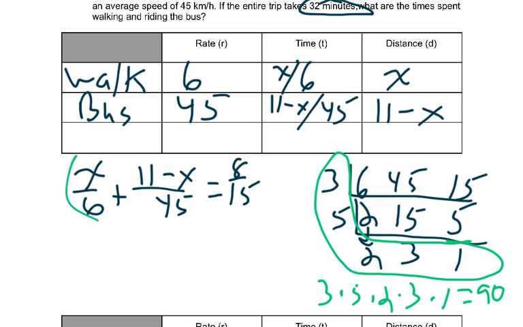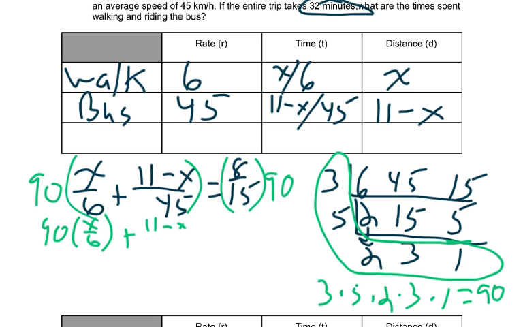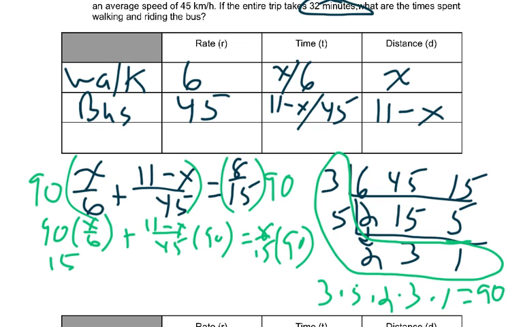So same strategy as last time. Multiply both sides of the equation by 90, which is our LCD. So we get 90 times x over 6 plus (11 minus x) over 45 times 90 equals 8/15 times 90. Now 90 divided by 6 is going to give us 15x plus 90 divided by 45. That's 2 times (11 minus x) equals... 15 goes into 90 6 times. So then that's going to give us 6 times 8, which is 48.